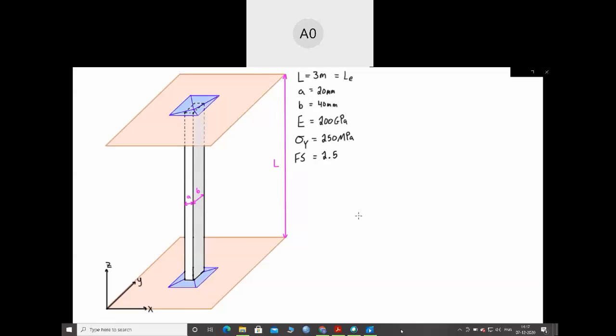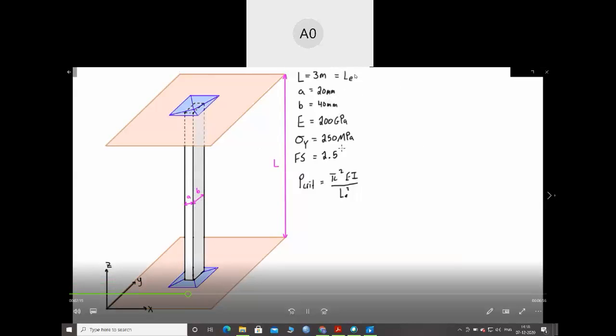Alright, the next thing that we need to do is use this expression. We're looking for P-crit, the critical load where the column is going to have the tendency to buckle. That is equal to pi squared EI over LE squared. So we need to figure out what the moment of inertia is, and because we have this rectangular cross section, we have to figure out two different moments of inertia depending on which way we're thinking about this column buckling.